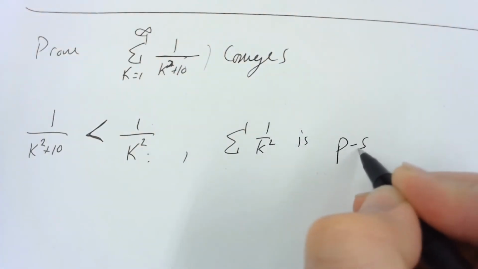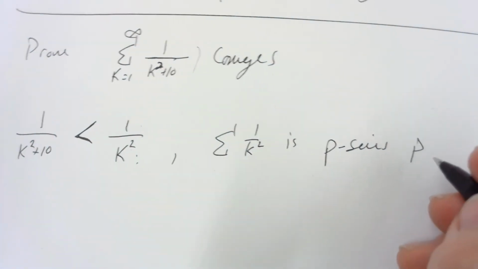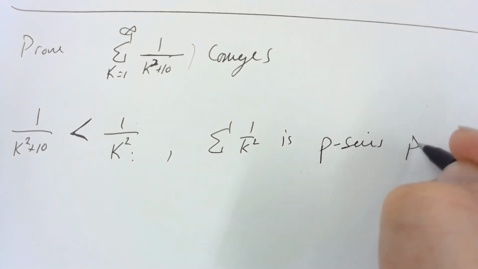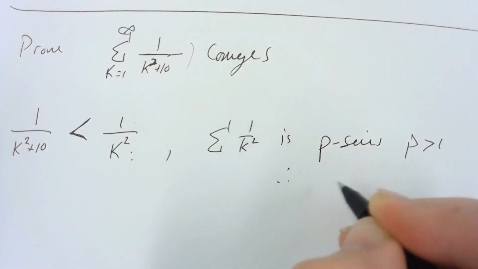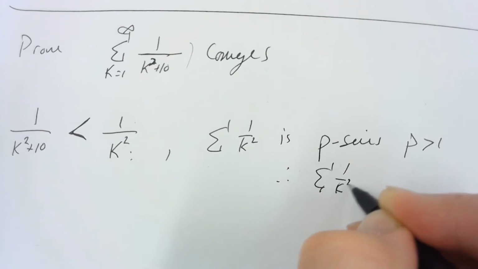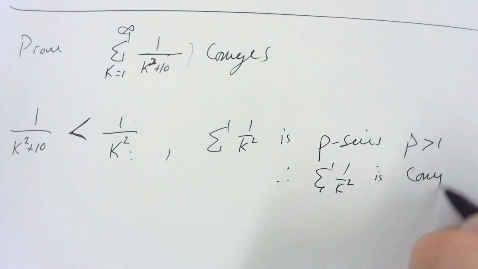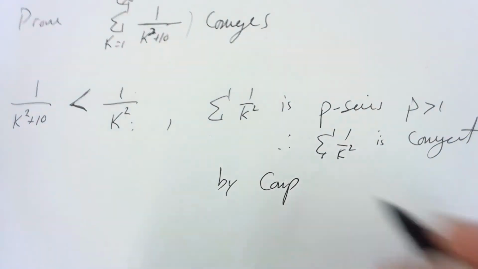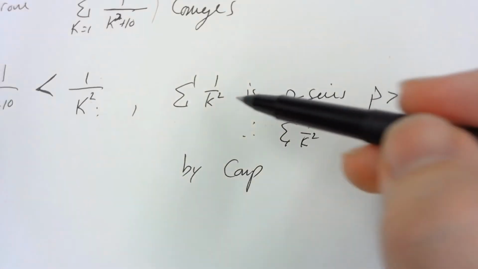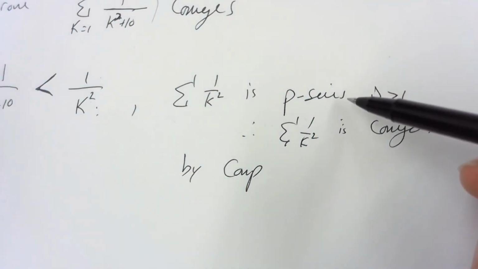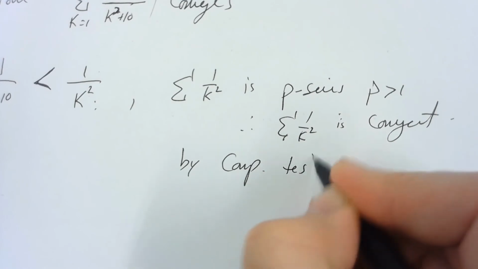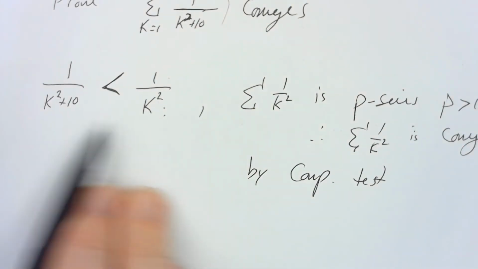is a p-series with p greater than 1 such that it's convergent. Therefore, that series 1 over k squared is convergent by the comparison test. And again, this is what we have to write. We have to say, I'm bringing this series to the table. This series is a p-series. This series is convergent. By the comparison test, I've already made this statement true.